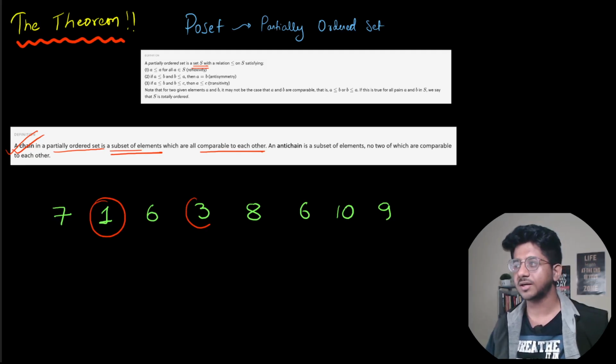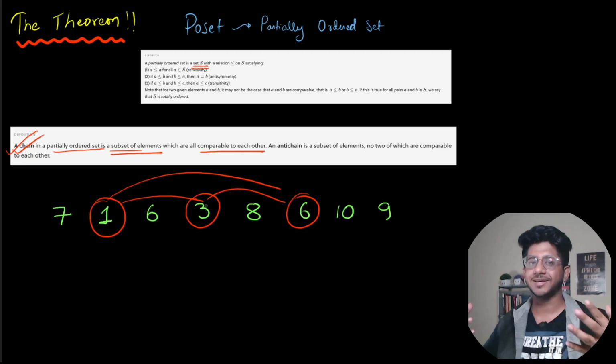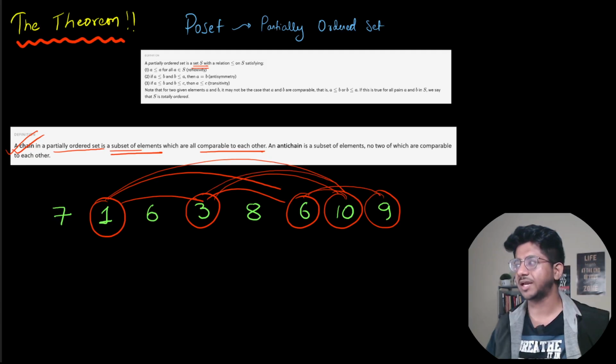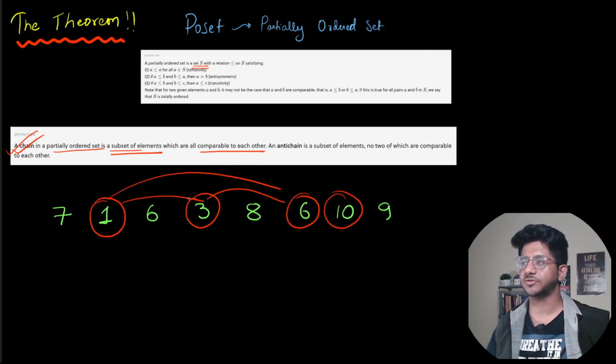So 1 and 3 are related, 3 and 6 are related, and even 1 and 6 are related, right? So it has to be sort of a clique in this graph, where they are all related. Even if you take 10 with this, they are all related to each other because all of them are interrelated. Now, if you try to take 9, from 6, 9 is related, from 3, 9 is related, but from 10, 9 is not related. So 9 and 10 cannot be in the same chain. So that's the definition of a chain.